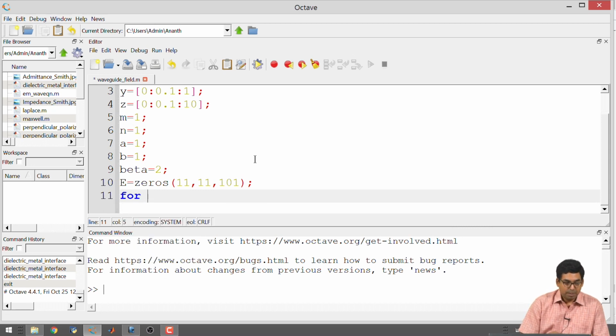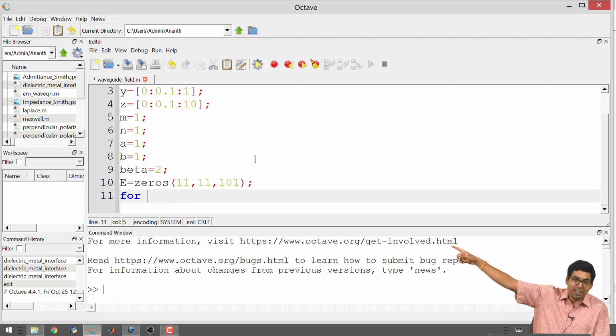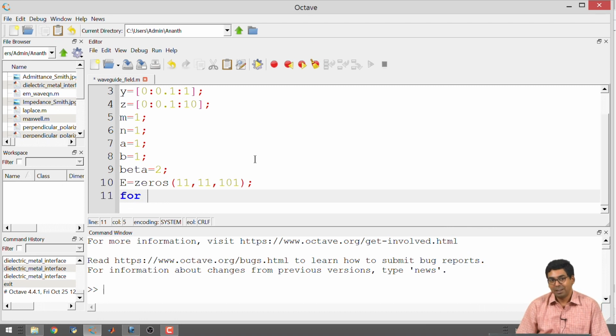Since a and b are already used for some constants, and j comes in e to the minus j beta z, I do not want to use those constants in the for loops. So I am just using d, e, f, etc., because I am running out of constants.